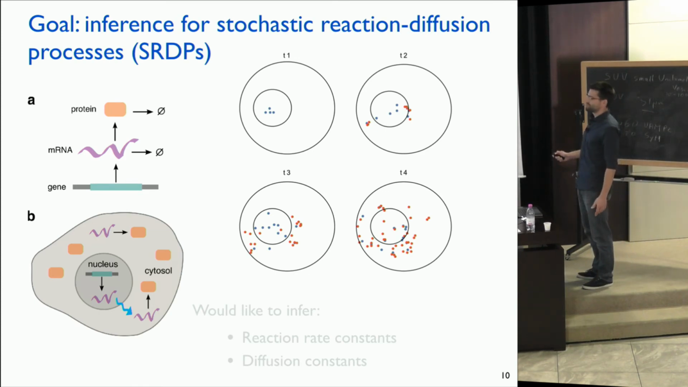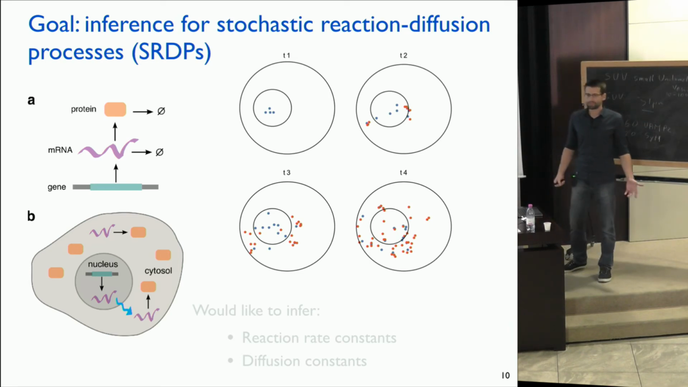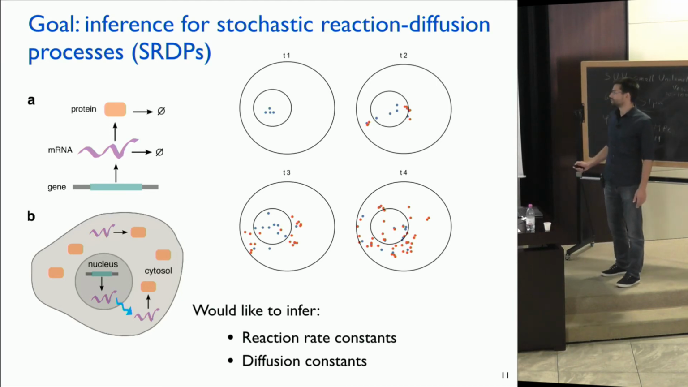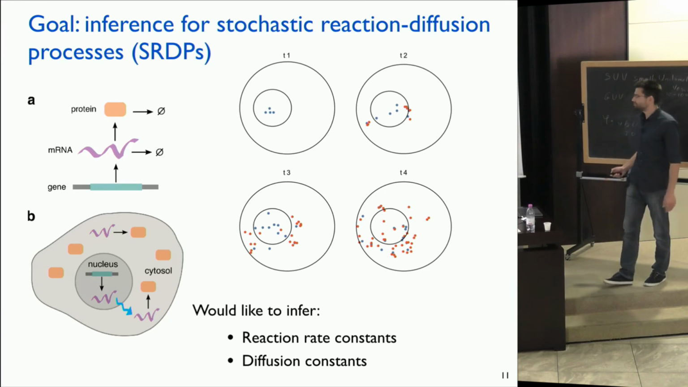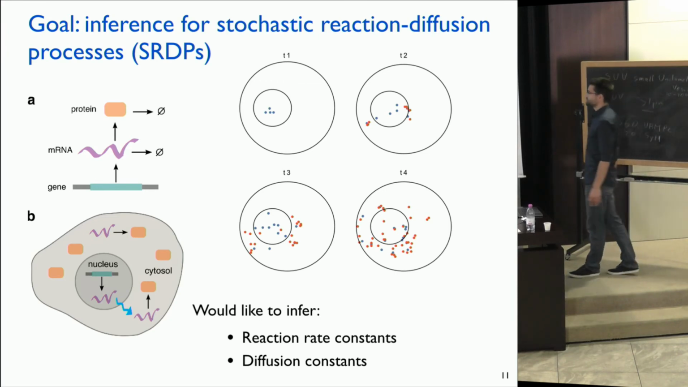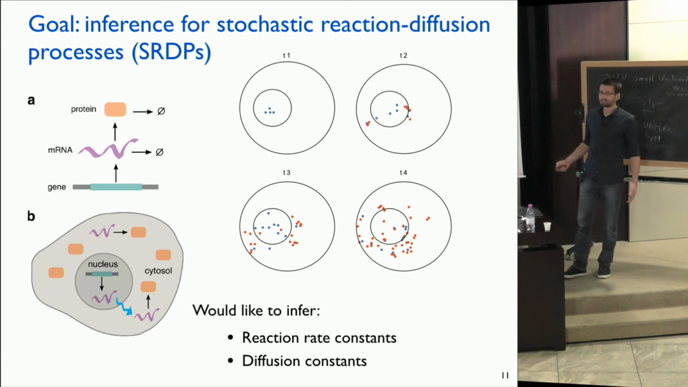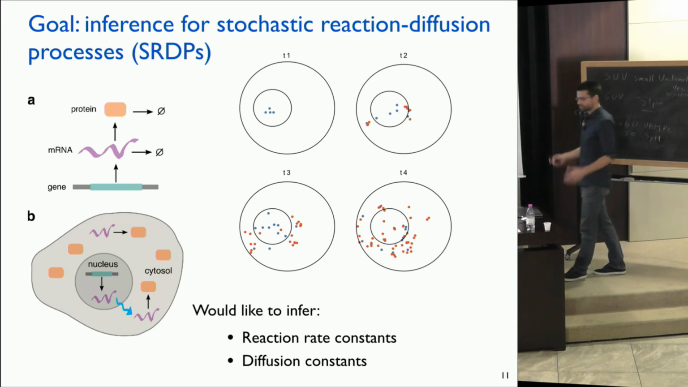In the beginning we might have only some RNA in the nucleus, and later here in red we might also see some protein. And now suppose we know that those reactions are happening, but we don't know how fast they are happening. So what we would typically want to do is infer the reaction rate constants. We might also not know the diffusion rate constants, so we might want to infer the diffusion constants. Or we might not know the exact reactions, and there might be potential feedback loops or something, and we want to discriminate between different hypotheses.